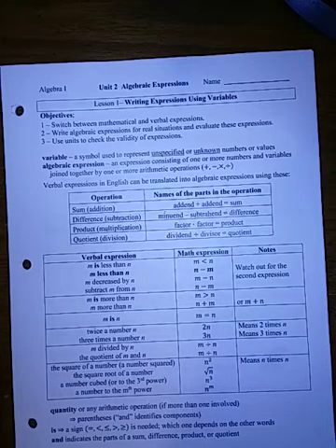So a variable is a symbol, usually a letter, that we use to represent unspecified or unknown numbers or values. An algebraic expression is an expression that consists of one or more numbers and variables joined together by one or more arithmetic operations: adding, subtracting, multiplying, dividing, squaring, and so on. Verbal expressions in English can be translated into algebraic expressions using these.